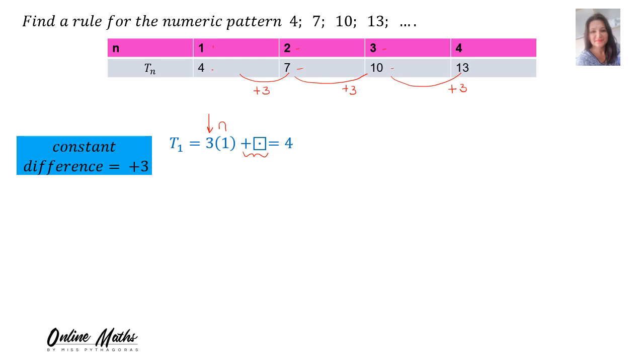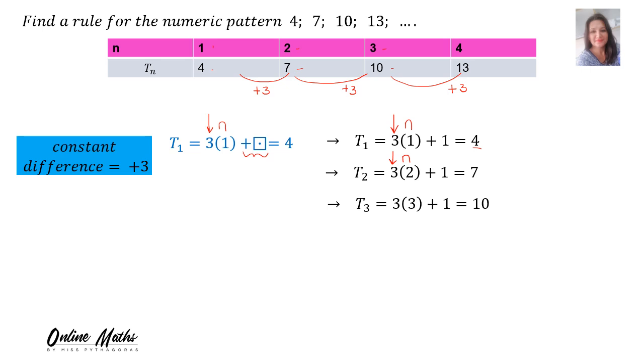And 4 is the value of the first term. And then it's very clear that you can say term 1 is the constant difference times n plus 1 is equal to 4. 3 times 1 is 3 plus 1 is 4. Term 2, constant difference times n, the term number, plus 1 is 7. Let's check if it's right. 3 times 2 is 6 plus 1 is 7.